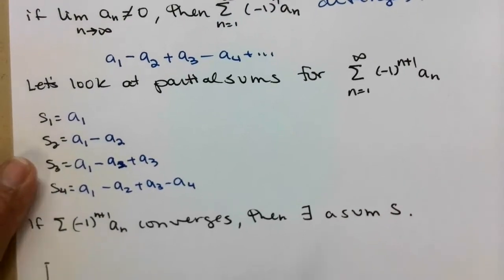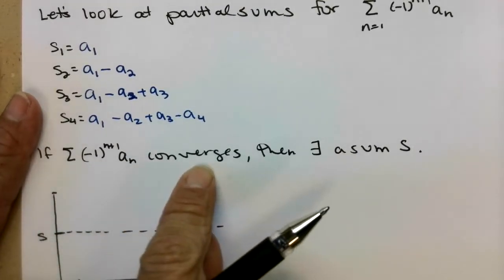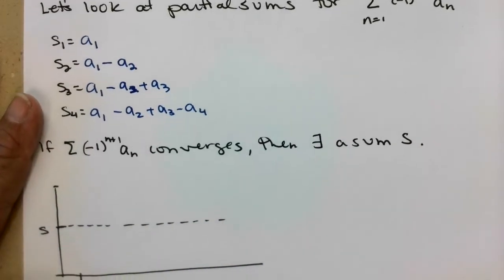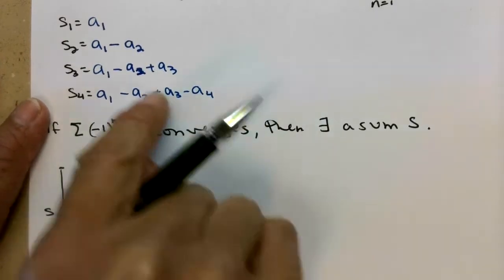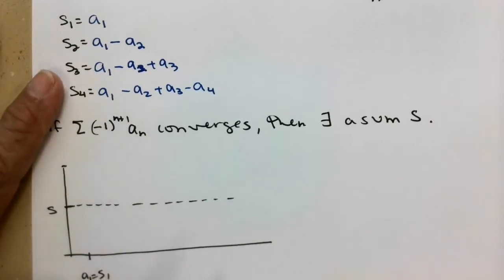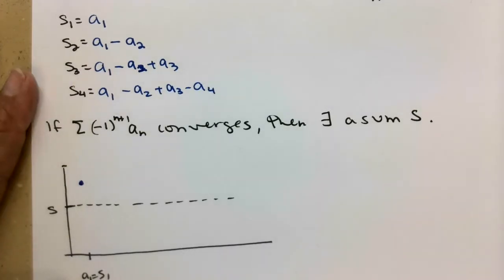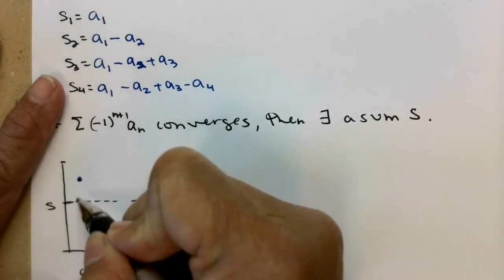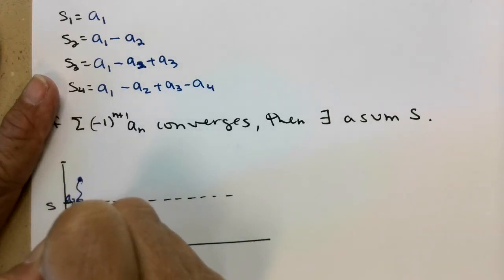So what that looks like graphically, so if this alternating series converges, then there exists some sum s. It's going to come out to be some value of s. Well, look what happens when we start plotting those partial sums. So in this particular case, that first one that we get is going to be above our sum. Now, the next thing that happens is we subtract off a sub 2. So s sub 2, we're going to take our s sub 1 and we're going to subtract off a sub 2. So here's that difference, a sub 2.